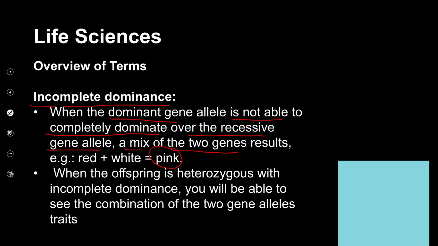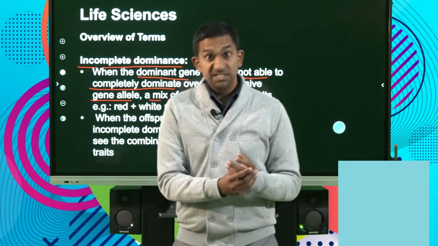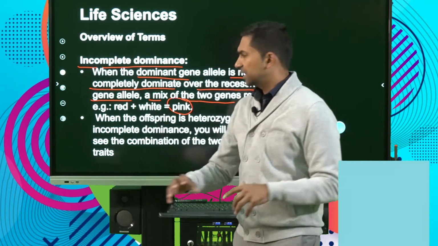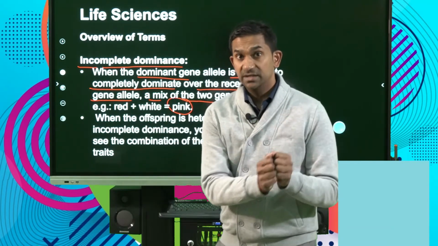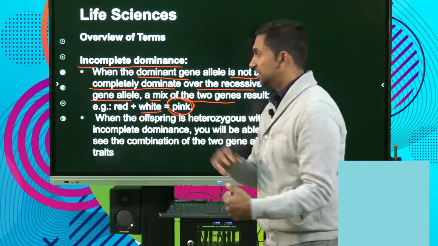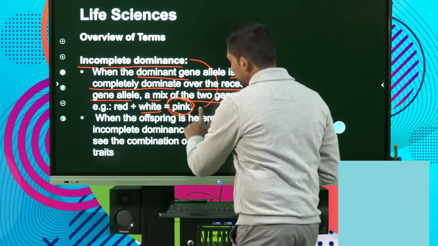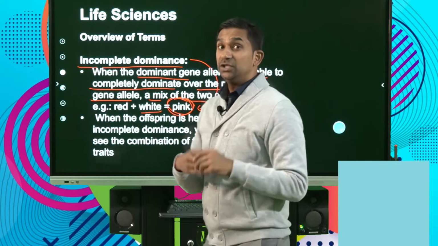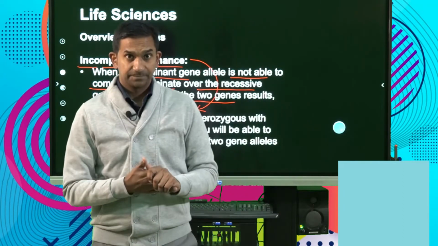So the example that we often refer to is in certain species of plants, when a plant that is homozygous red is crossed with a plant that is homozygous white, they produce an offspring that is pink. And pink means now we have an incomplete dominance of red over white, which results in a new phenotype. So remember that in incomplete dominance, you end up with a new phenotype in the offspring.